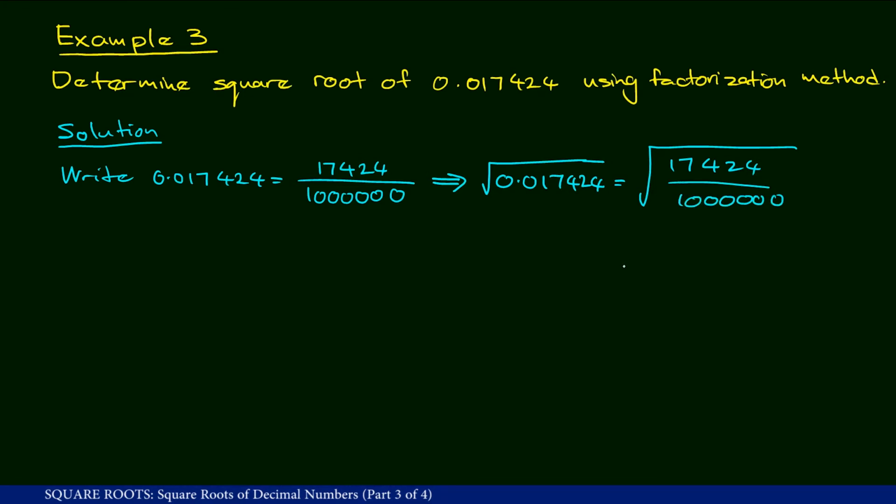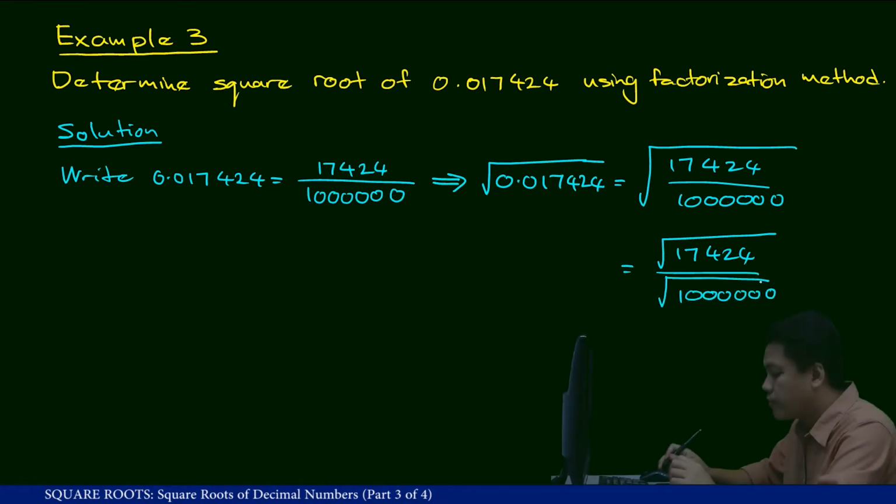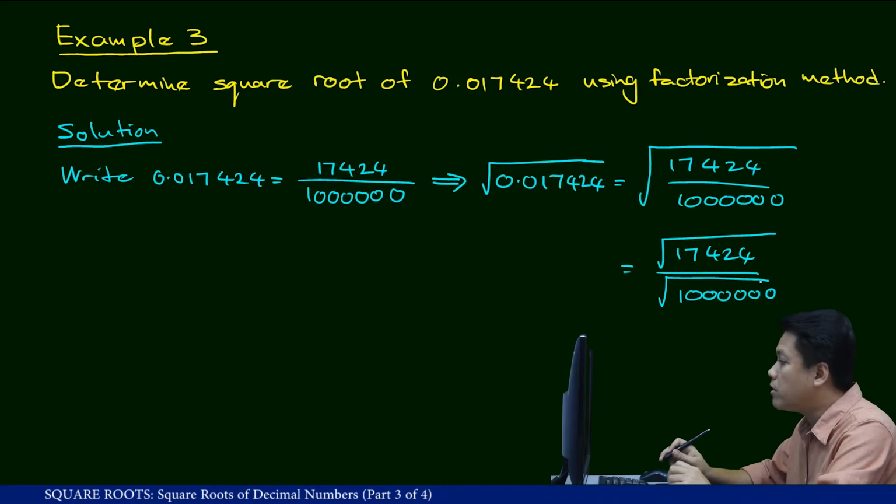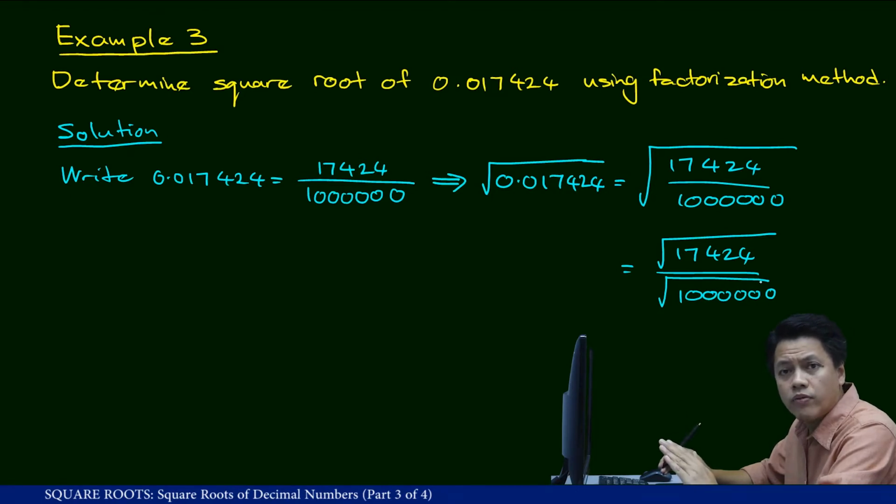This is in turn equal to the square root of 17,424 over the square root of 1 million. I'm sure you can find the value of the square root of 1 million because that is equal to 1000. But what about finding the square root of 17,424? This number is very big. I'm not sure whether any of us remember or are able to memorize the square root of this number. This is such a big number.